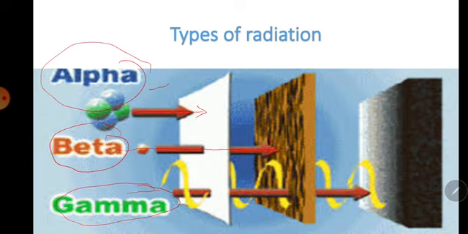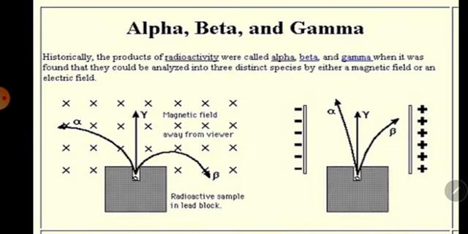Gamma radiation is massless, so more penetrating power. Alpha particles have less velocity, so less penetrating power. Beta particles have greater velocity, so more penetrating power. Gamma rays have higher velocity than beta and alpha particles, so they penetrate more. Alpha, beta and gamma radiation.